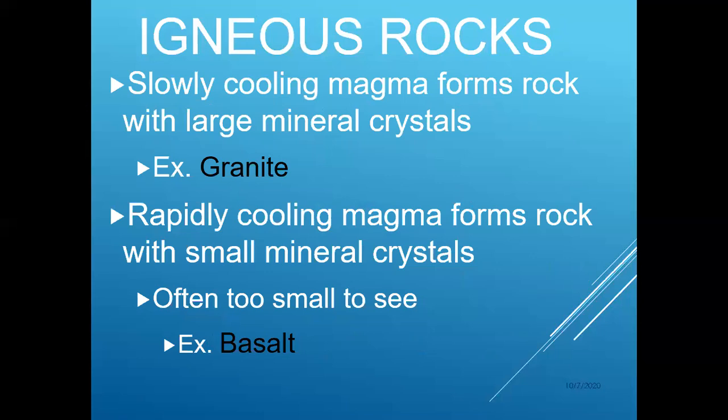Now, when you're identifying these igneous rocks, the main thing, and I'll get into it a little more, is crystal size or grain size within the rocks. These are just examples. Slower cooling magma with large crystals is granite. You'll have more examples as well. And the reverse of that, something that cools very fast and has small minerals, is going to be basalt.